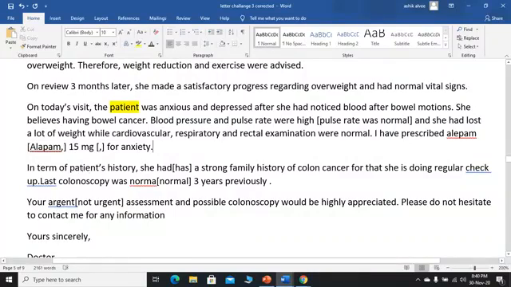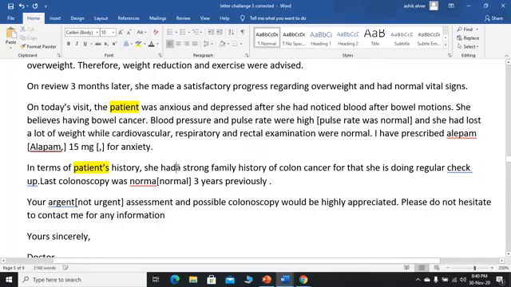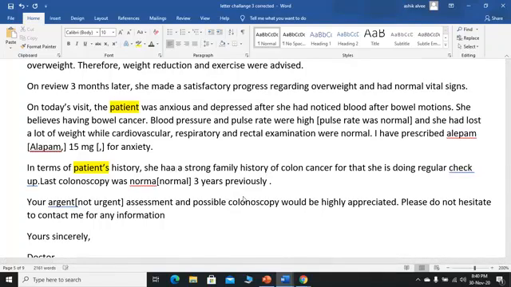In terms of patient history, the word patient should not be used. The person here has written she had a strong family history. This is grammatically incorrect. It should be she has a strong family history. She will always have the history. It's always present tense. So she has a strong family history of colon cancer. For that, she is doing regular checkups. Last colonoscopy was normal 3 years previously.